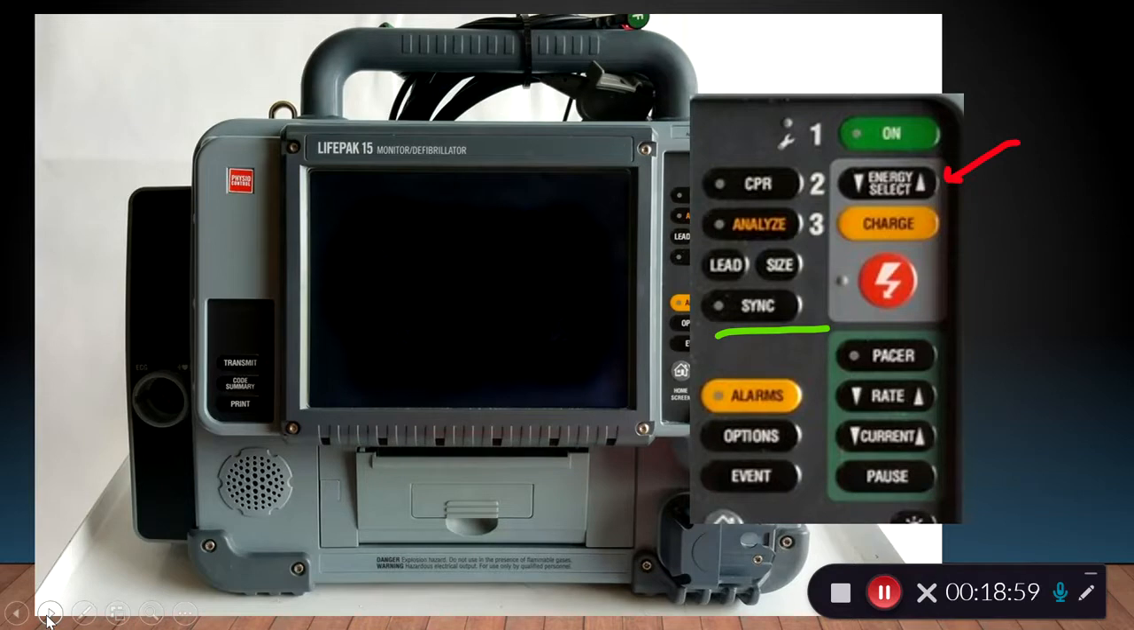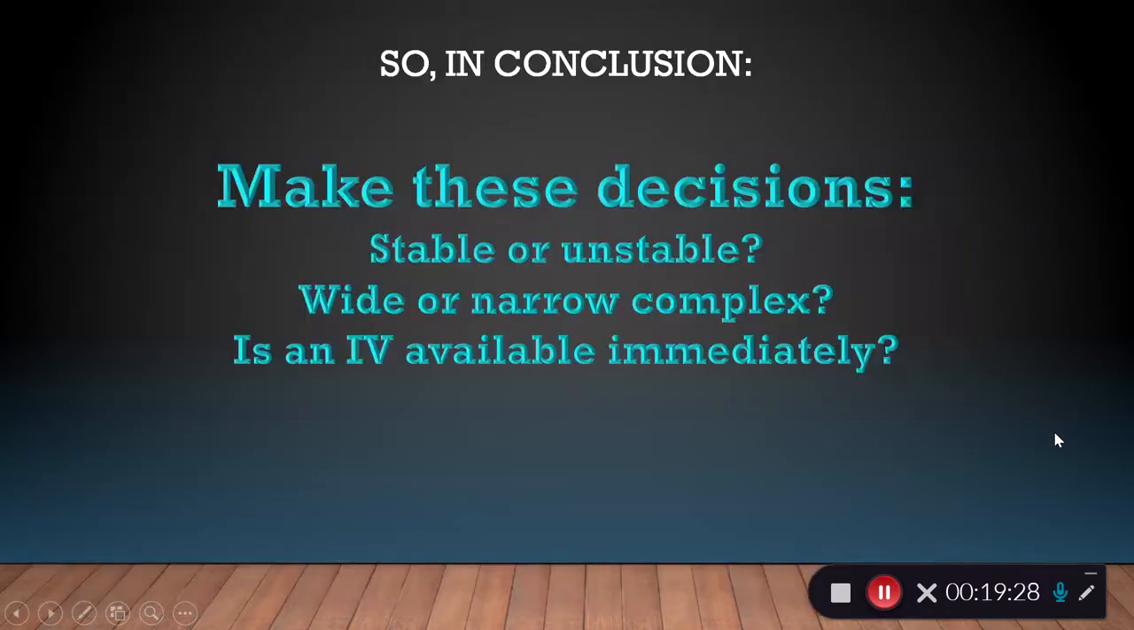Now, it may not shock immediately. As soon as you hit that shock button, remember, it's going to time that. So there may be a little pause before it defibrillates. So don't get too rambunctious and grab a hold of your patient as soon as you hit the shock button. Wait for it to actually deliver that electricity to your patient. Okay? So learn your monitor, learn how that's going to work, and then think about what we've learned.